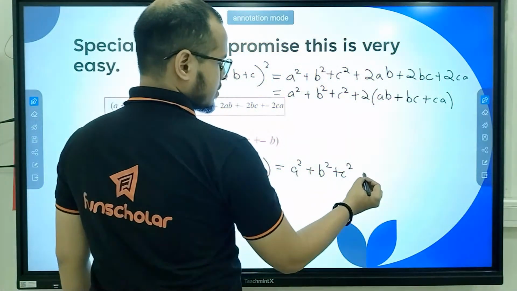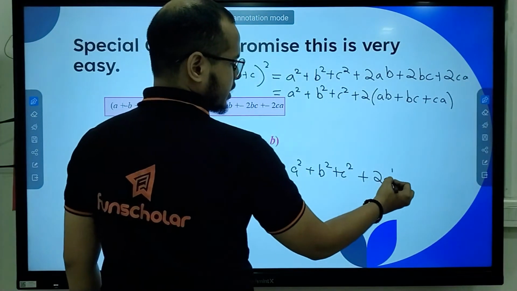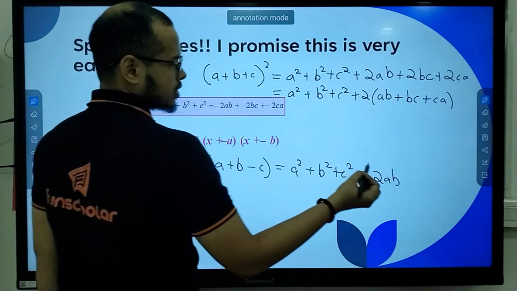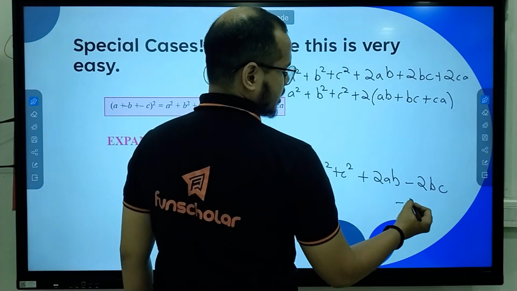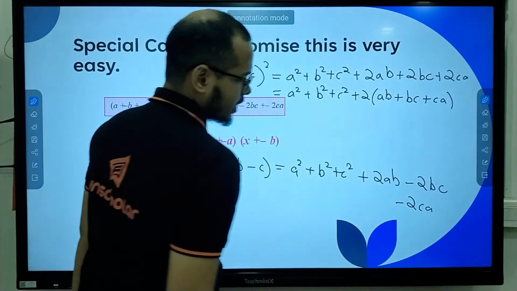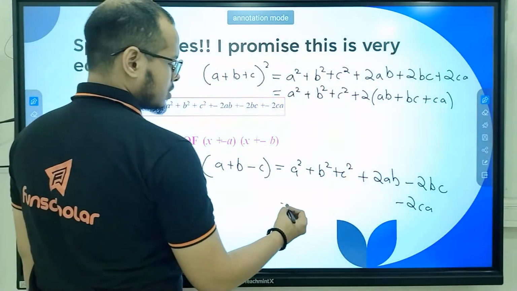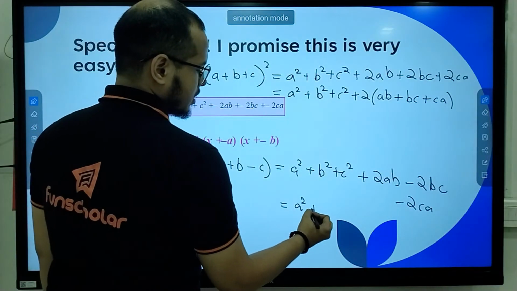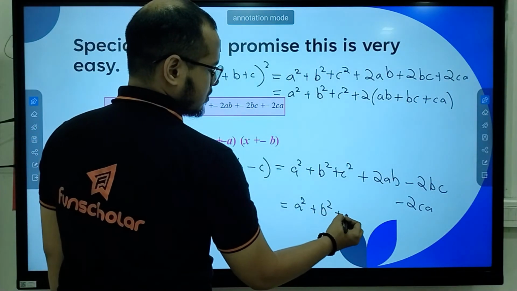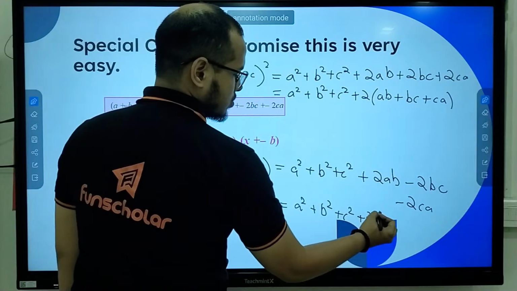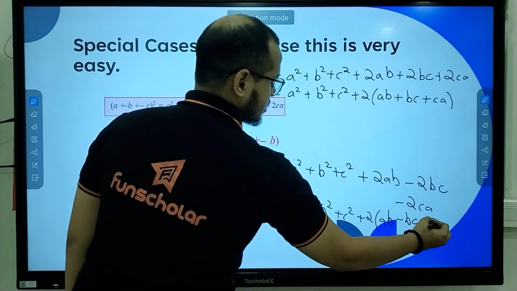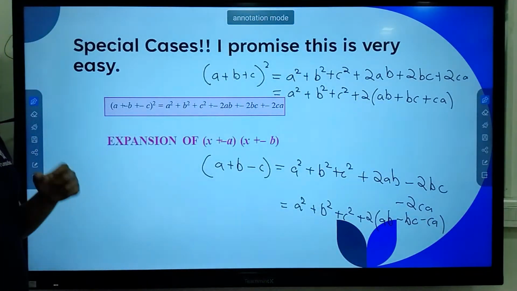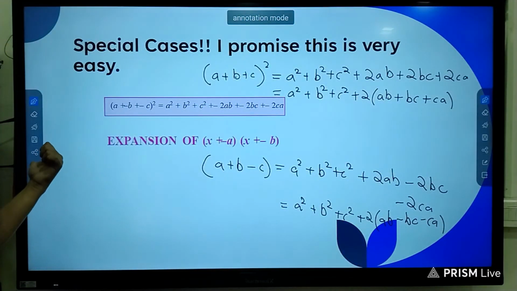Like what? 2AB, there is no minus sign in A and B, right? BC has a minus sign, so 2BC minus 2CA. That is it. So it will become A square plus B square plus C square plus 2AB minus 2BC minus 2CA. This is how we're going to solve this.